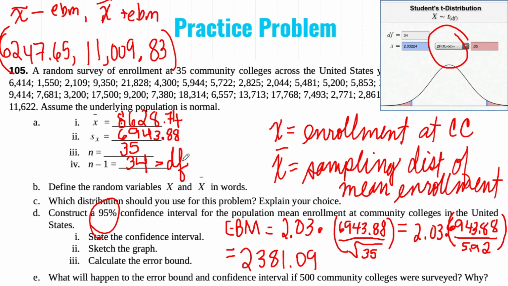Well, if we increase our sample size from 35 to 500, that means that we will increase this denominator, which will make this fraction smaller. So as we increase our sample size, that means we're going to be making our error bound smaller and smaller. This makes sense. We know about the law of large numbers that we get closer and closer to our population means and standard deviations when we take larger sample sizes. So it follows that our confidence intervals will be smaller, more accurate, and close to the actual population mean, so it'll be a narrower confidence interval as we increase our sample size.